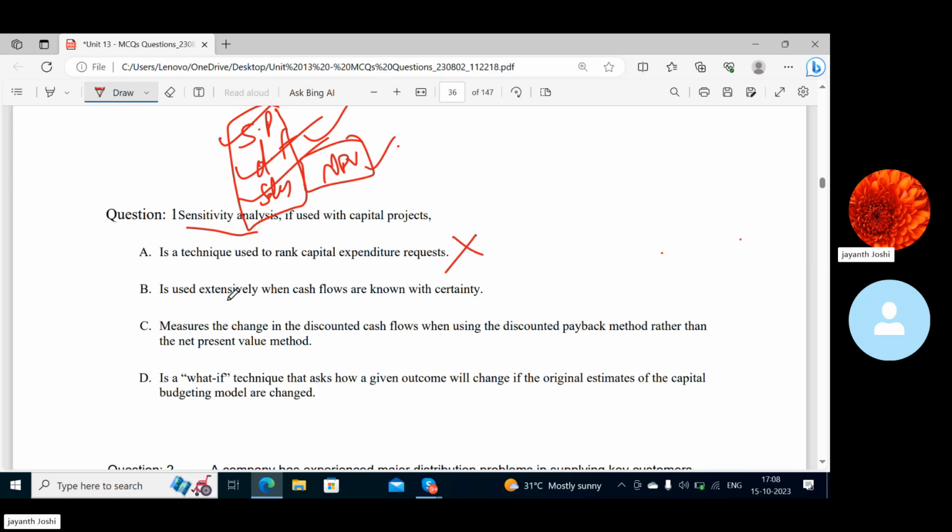It is used extensively when cash flows are known with certainty. I don't think so. When you know that cash flows are certain, you use a probabilistic approach, not sensitivity analysis, right? When the cash flows are certain, then where is the variation? This methodology is used when things are varying. When this varies, how do the cash flows change?